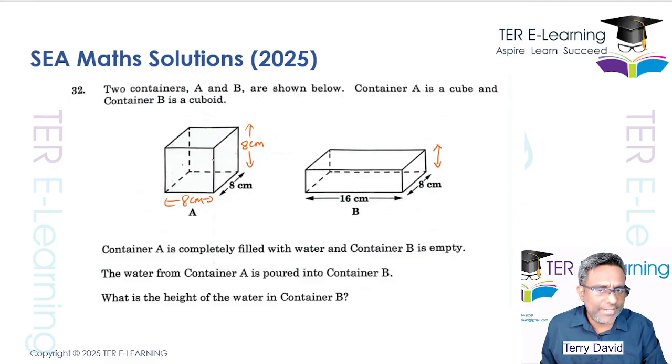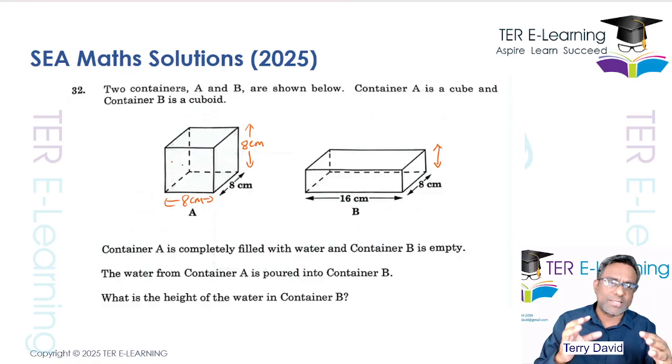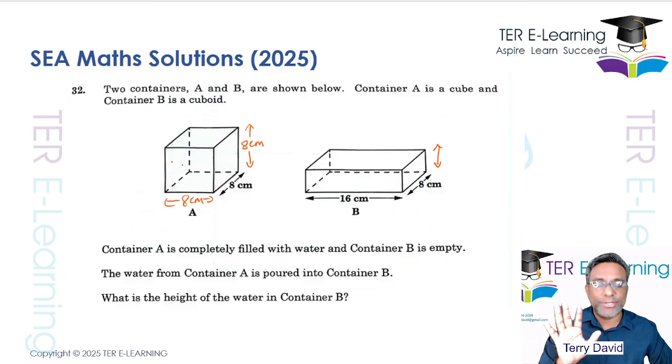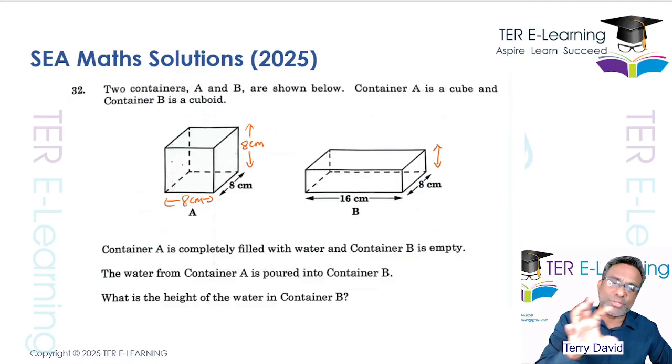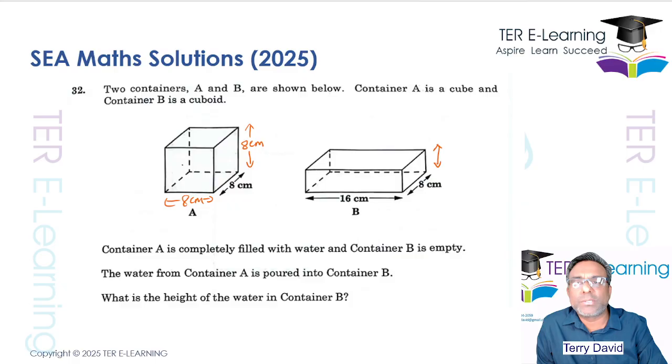Now, if you guys look carefully, you have to understand what volume is. You would have been taught to think of volume as how many small 1 cm cubes can fit inside of that container. So in this case here, we would have said 8 by 8 by 8, and you can get the total volume of that cube. All of that volume now is going to be placed into container B. But there's a much easier way to work this out.